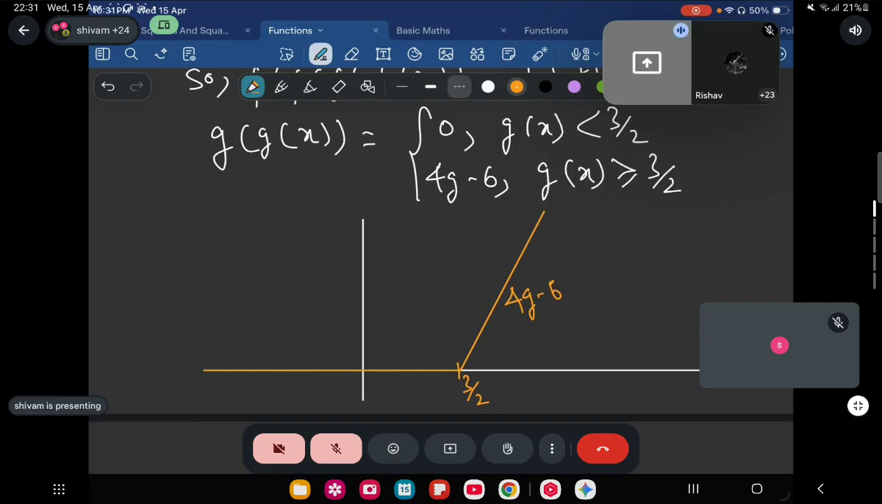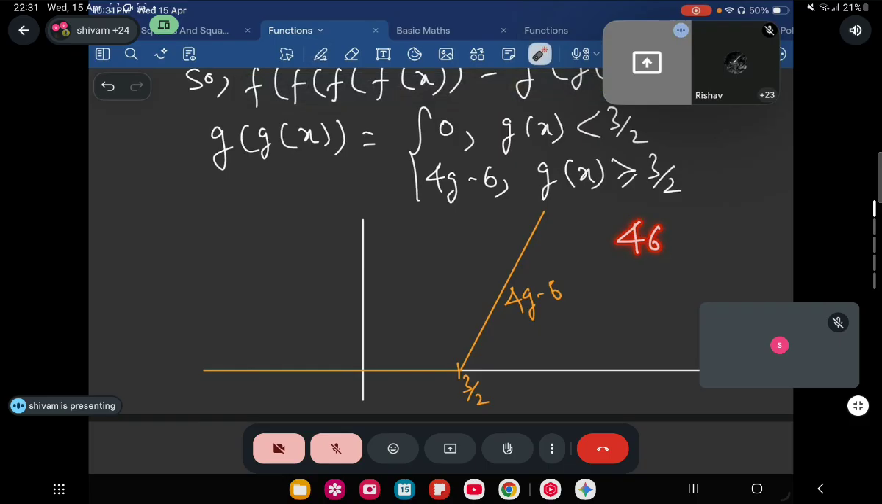Yes. We need to find out for what value of x, the expression is less than 3 by 2. The functional value will be 0 for that. So tell me, we substitute 4x minus 6 is equal to 3 by 2. What are you getting? x equal to 6 plus 3 by 2 divided by 4. That will give us how much? 15 by 8. Yes, 15 by 8.